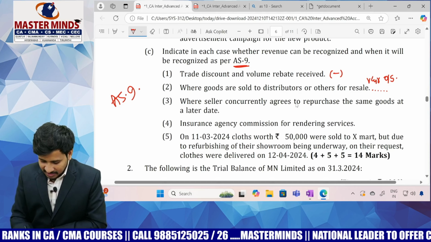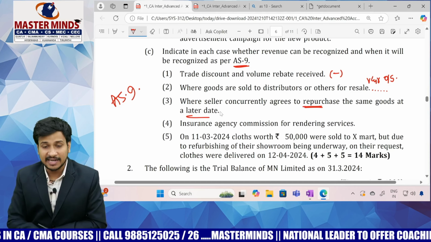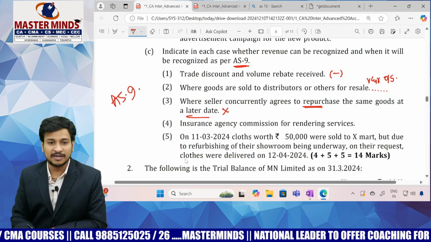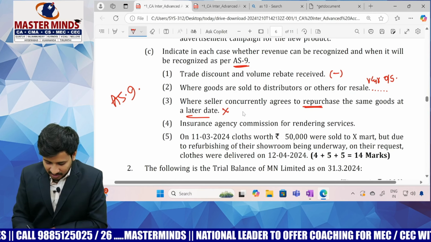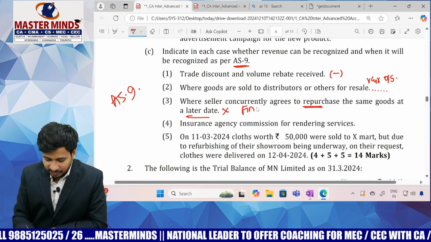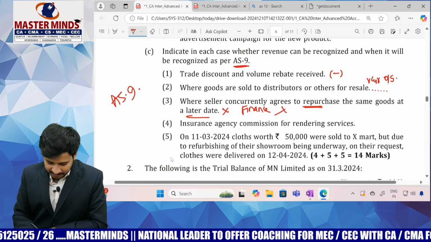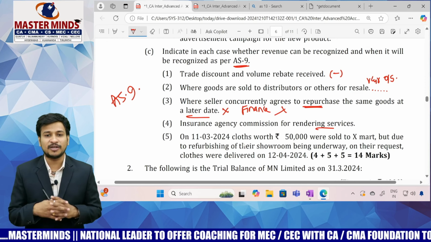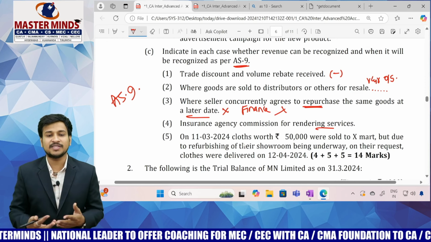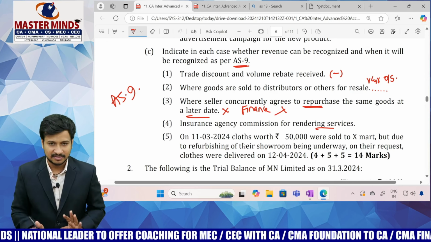Where seller concurrently agrees to repurchase the same goods at a later date, it is not at all dealt by Accounting Standard number 9. It's a kind of Accounting Standard number 19. This is an arrangement of finance, not AS 9 at all. Insurance agency commission for rendering of services: if it is a new policy, whenever the new policy is approved. If it is a renewal policy, whenever the renewal is done.